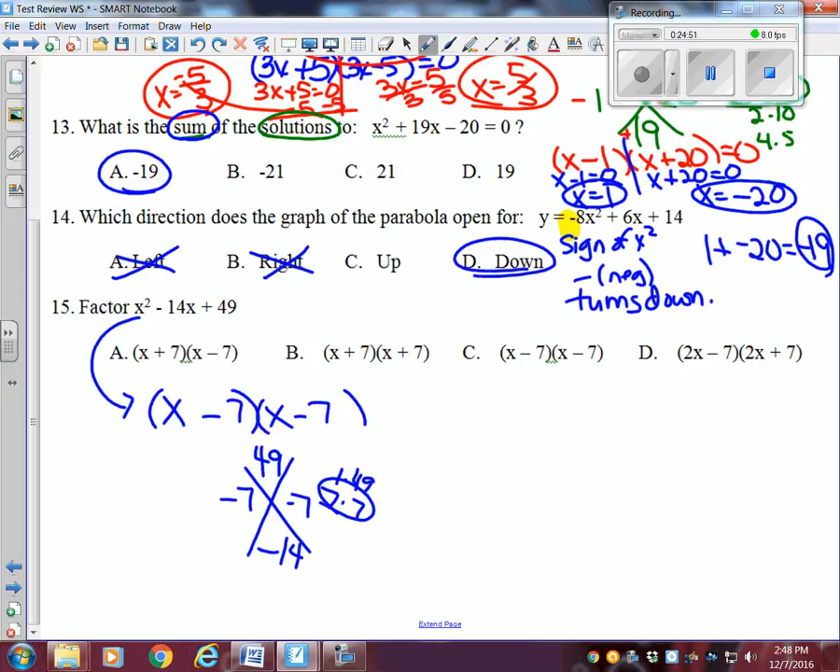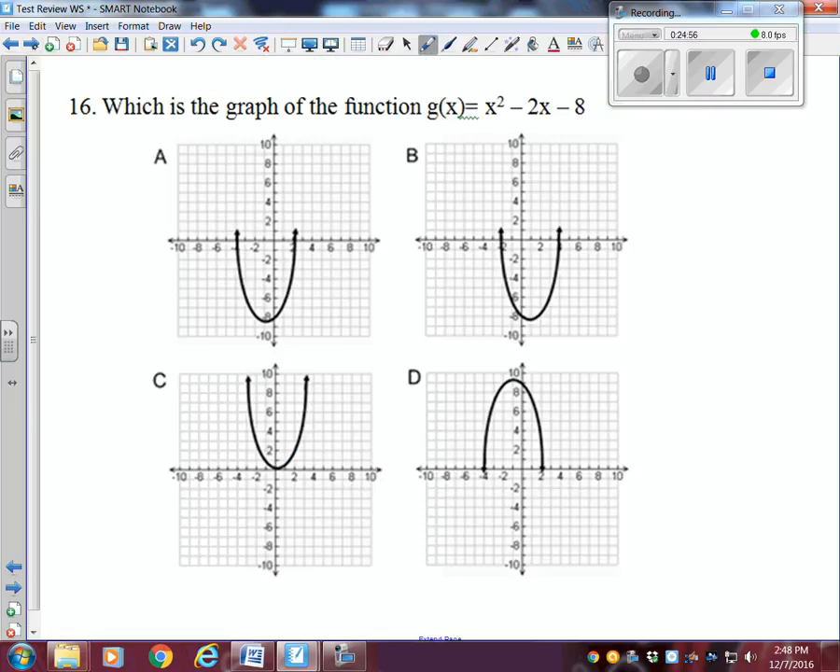Make sure you find the one that says negative, negative, or subtract 7, subtract 7, and we're good to go. 16, which is the graph of the function x squared minus 2x minus 8?